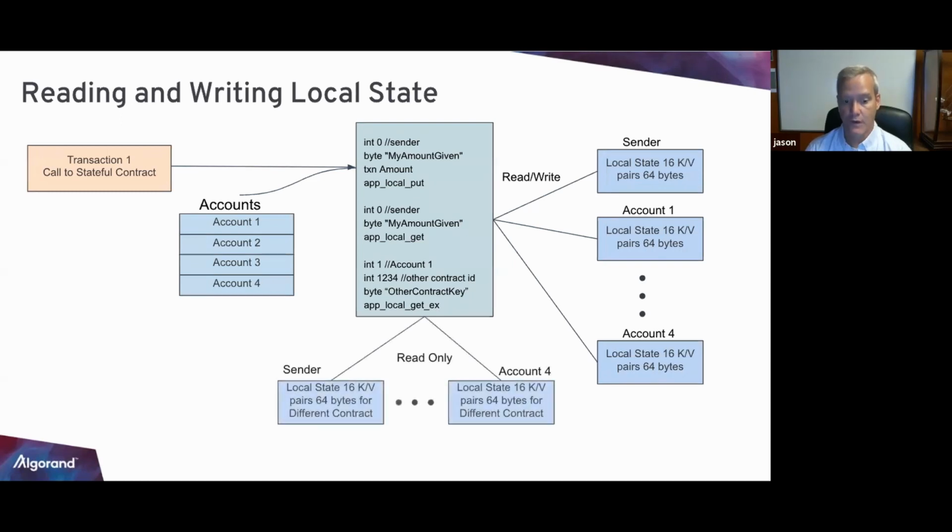In addition, you have read-only access to any stateful smart contract in the network's local state for those 5 users. So that really makes it a nice way to be able to go out and read another smart contract's local state for account 1.